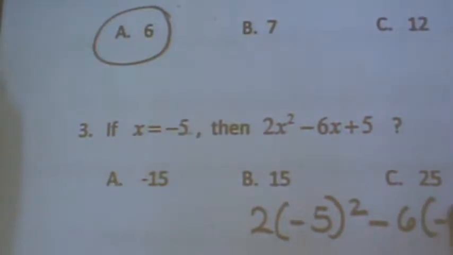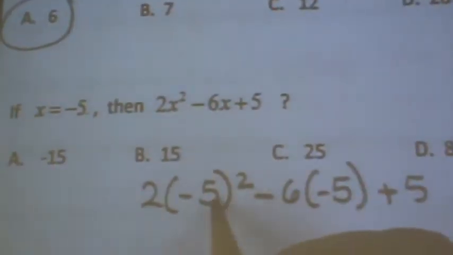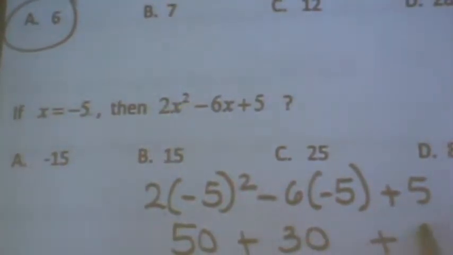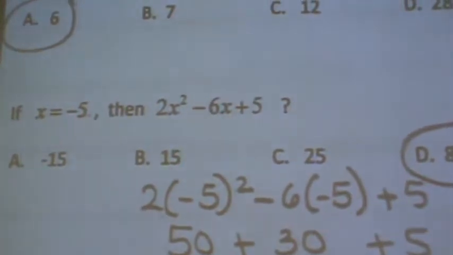Number 3. Tell me how to do this one. You're going to plug -5 in here. So 2 times -5 squared minus 6 times -5 plus 5. What answer did you get? So 25 times 2 is 50, plus 30 is 80, plus 5, you are correct. 85.